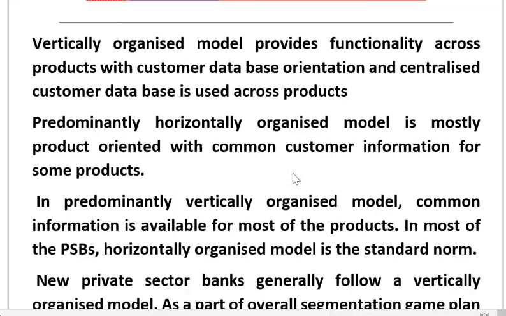Similarly, in the predominantly vertical organized model, common information is available for most of the products. That means all products are sold on a common platform. In most PSBs, the horizontal organized model is the standard form. So we are following this form only.